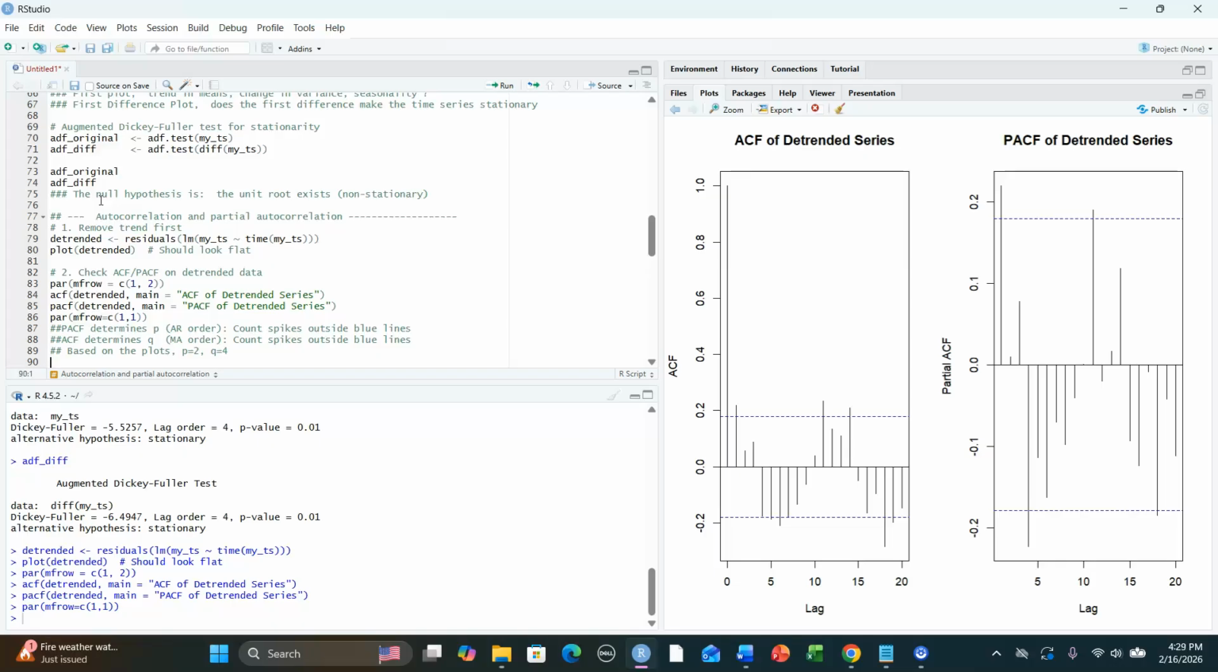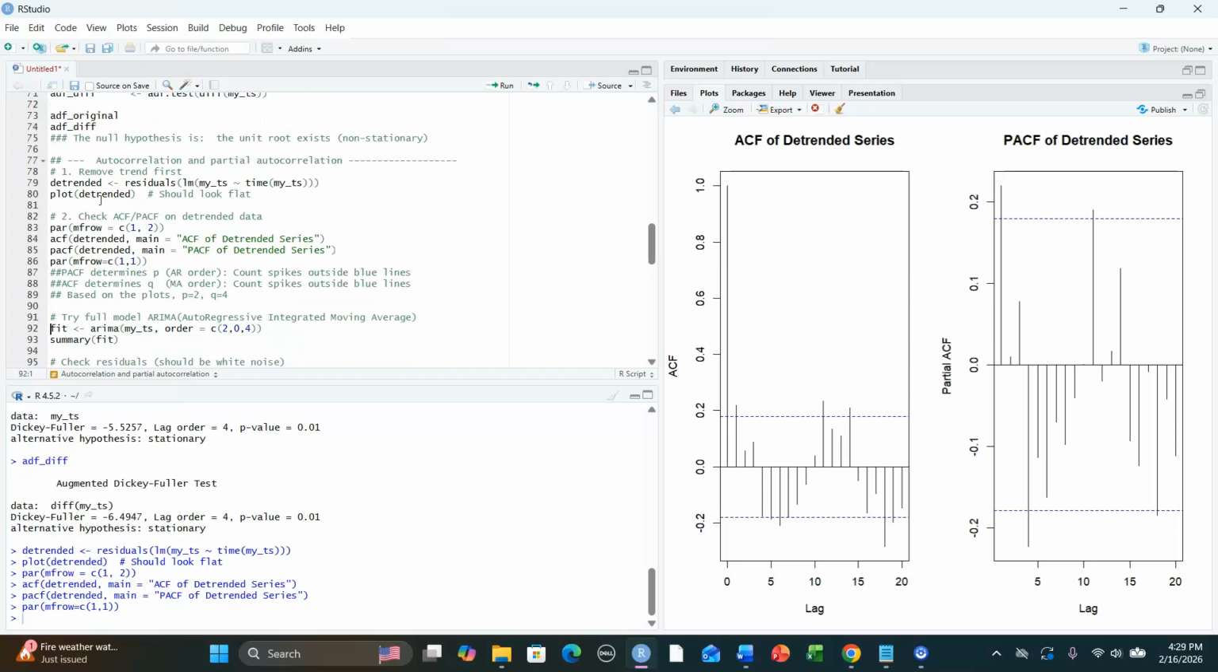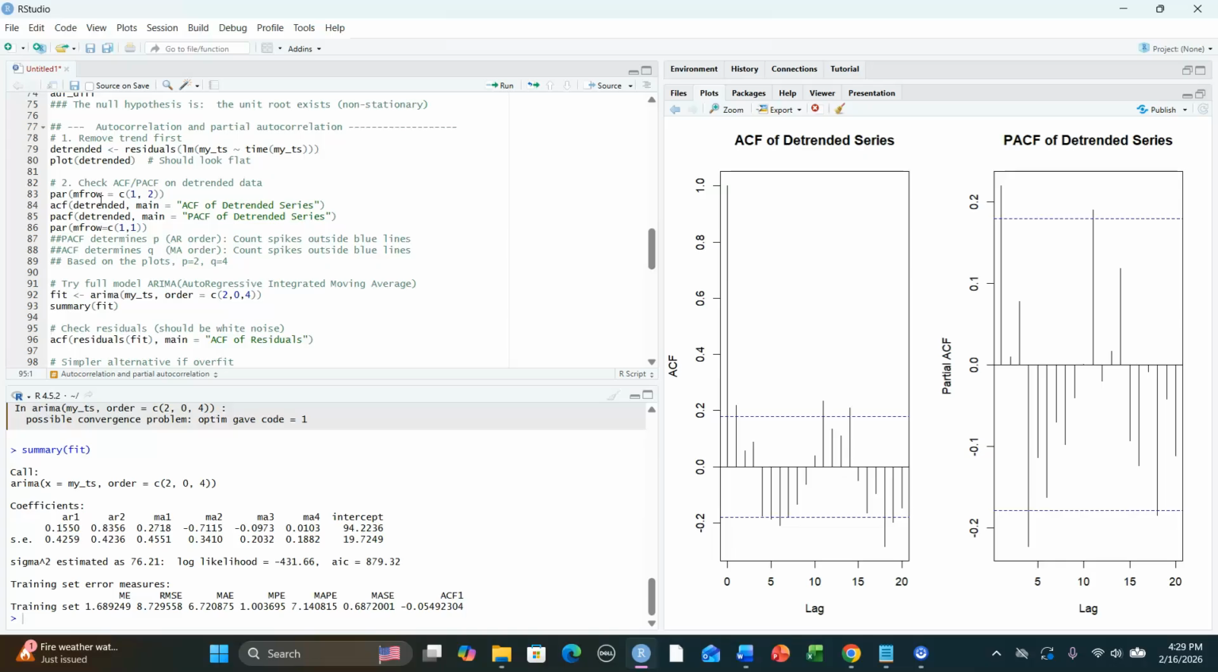So based on this observation, we can fit an ARIMA model, the autoregressive integrated moving average model, for forecasting. The function is arima of ts, and we can say order equals c(2, 0, 4), P equals 2 and Q equals 4. Okay. And we can print out the summary. You can see the AR1, AR2, moving averages and the intercept, and it gives you the likelihood, the AIC values, and all the prediction accuracy measures. Okay.